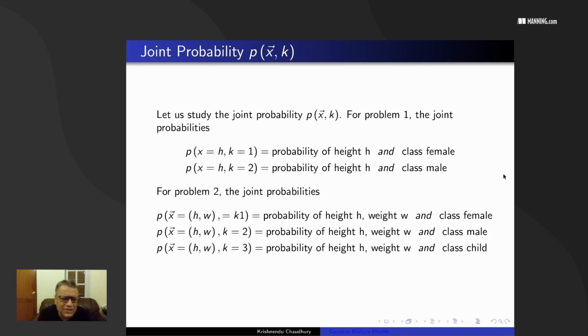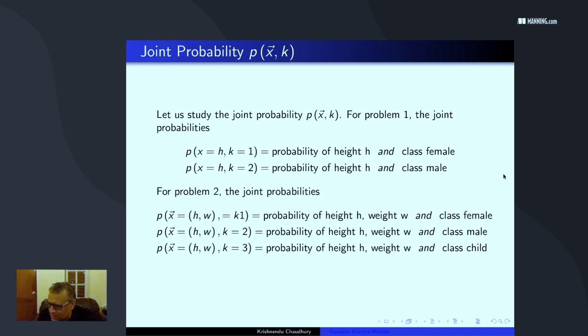For the joint probability of a particular value of height in problem 1, a particular value of height being h and 1, this is essentially the probability that the height is h and the class is female. Similarly, probability of h comma 2 is probability of height h and class male. And similarly for problem 2, where the input will of course be two-dimensional, a height-weight pair, the probability of (h, w) and 3 would correspond to the class child. So essentially, we are trying to find the joint occurrence of a particular input value and a particular class. That is the joint probability, and if we can evaluate that, from there we can solve our problem.